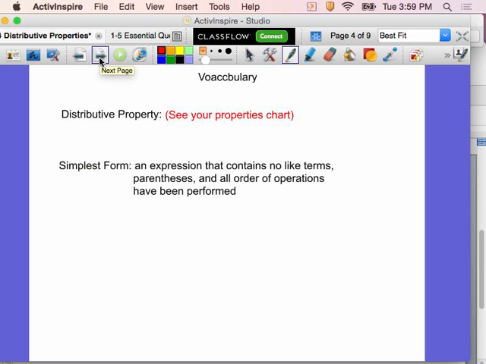Okay, moving along. Vocabulary, we already talked about the distributive property or properties chart. We're just going into more detail and practicing more with it. Simplest form is an expression. This is very specific now that we've learned a lot of things over the last few years. So it's an expression that contains no like terms, no parentheses, and all order of operations have been performed in any way, shape, or form.